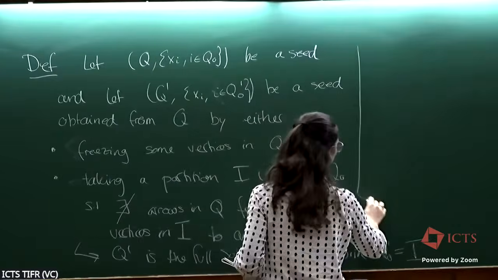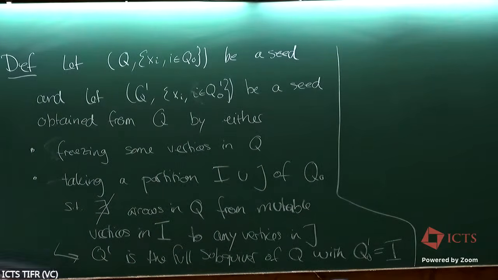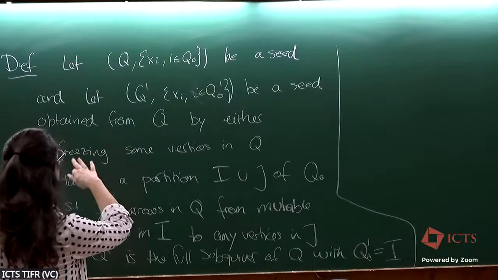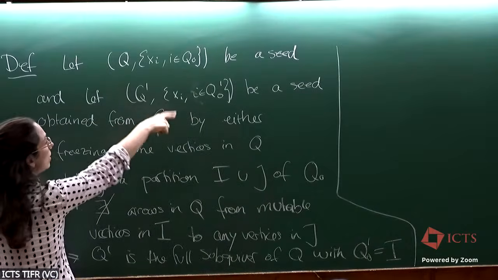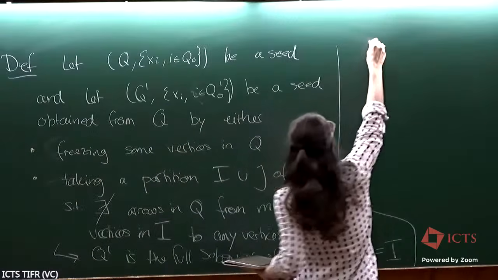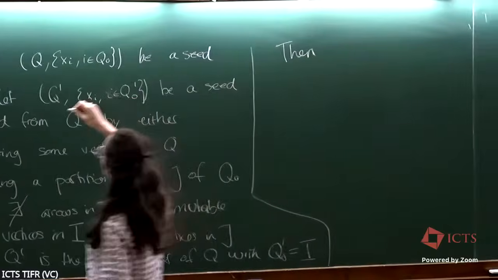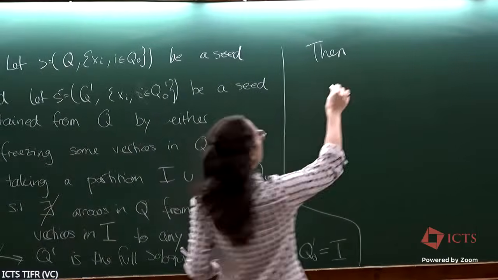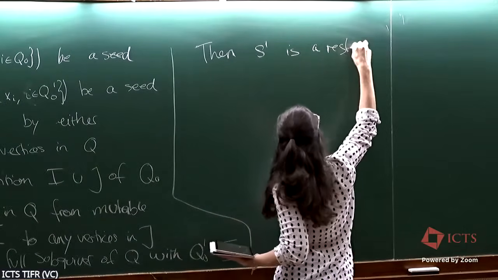Okay, so let's do an example of what this means. Oh, and then I didn't say what this came from. So Q prime is a seed obtained from Q in either of these ways. And then we call S prime a restricted seed of S.